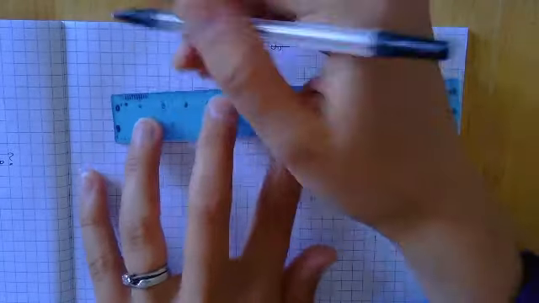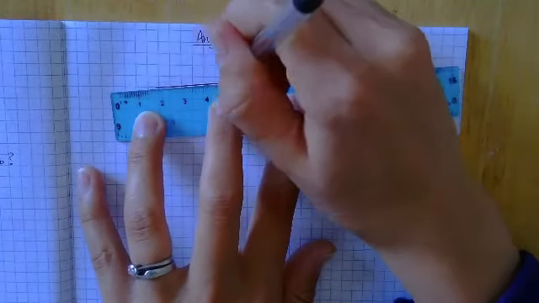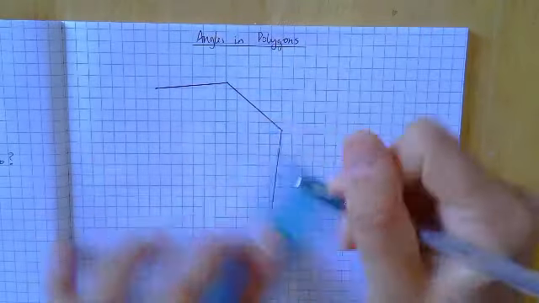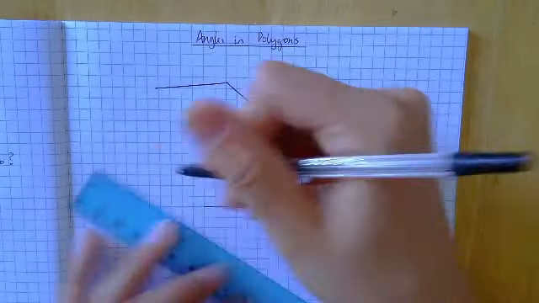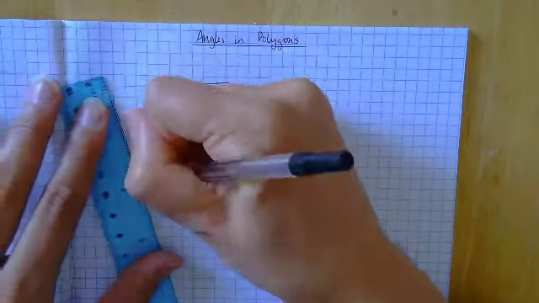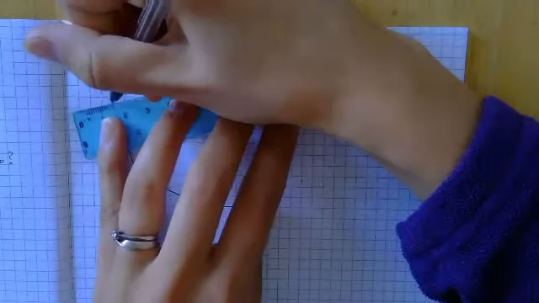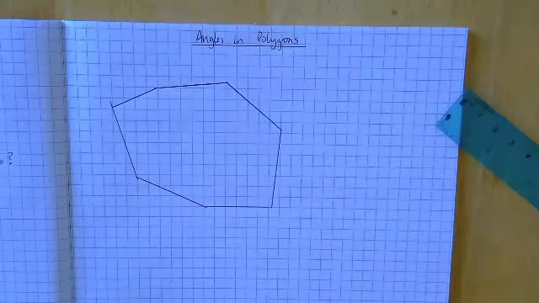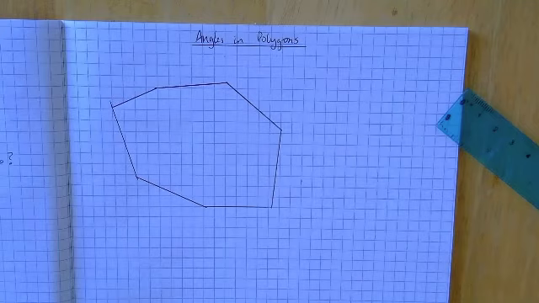So let's draw ourselves a random shape. How many sides am I going to end up with? 1, 2, 3, 4, 5, 6, 7. So I've ended up with a 7-sided shape. 1, 2, 3, 4, 5, 6, 7. So this would be a heptagon.